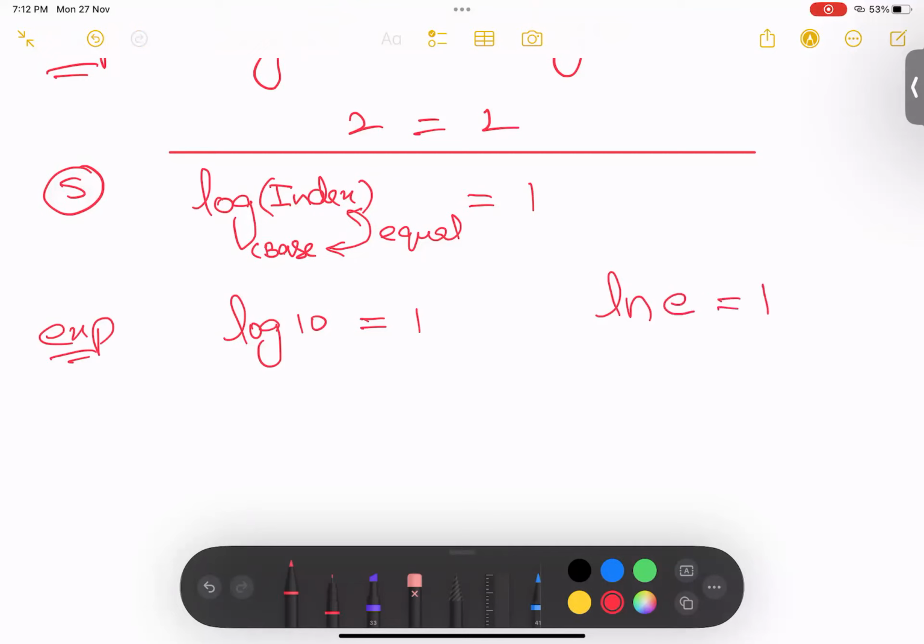You can check in the calculator. Some students don't know how to type in e, okay? But I will try to help you. Let me check my calculator. So I will tell you how the e function comes.